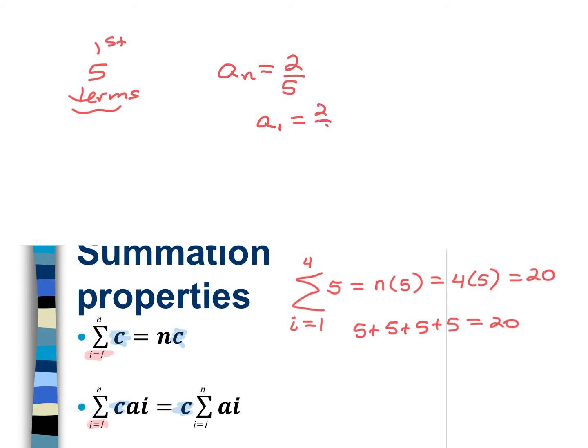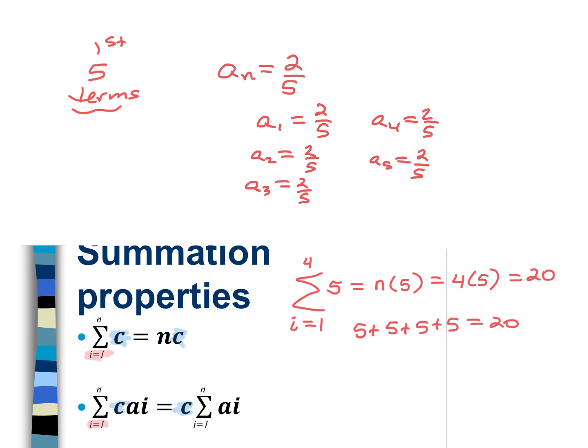So my first term is 2/5. My second term is 2/5. My third term is 2/5. My fourth term is 2/5. So if it's just a constant, you're just rewriting the number that's there when you do the homework tonight.